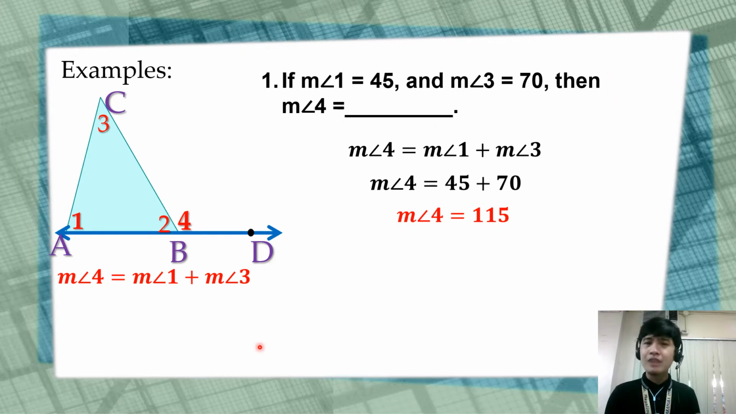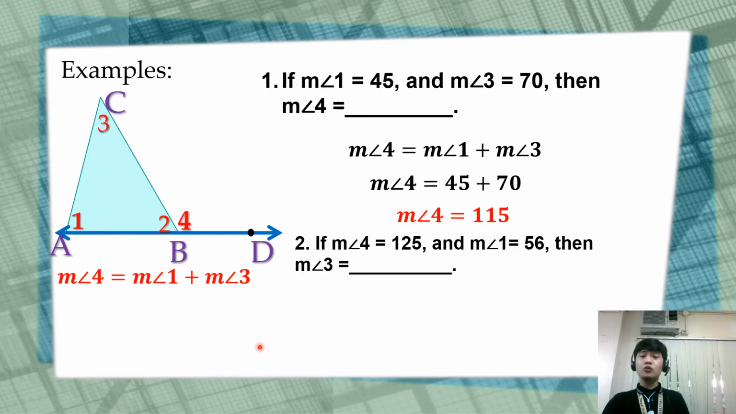Now let's have another example. Now, number 2, it states there, if the measurement of angle 4 is 125, so given, si angle 4 ay exterior, and the measurement of angle 1 is 56, then what will be the measurement of angle 3? So again, base sa figure na ito, alam natin na si angle 4 ay exterior angle. Base sa itsura ng ating illustration, si angle 4 ay exterior. And identified na rin natin kung sino yung kanyang mga remote interior angles. So, i-apply natin tong relasyon na ito dito.